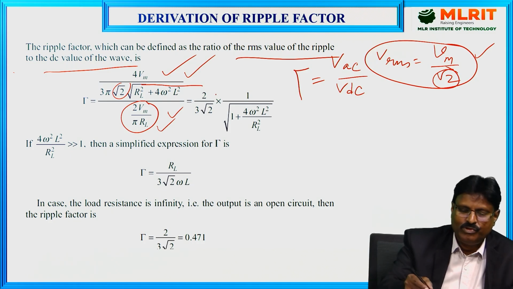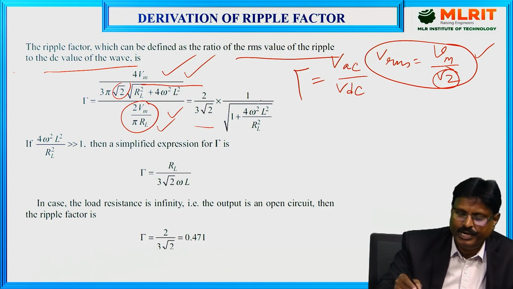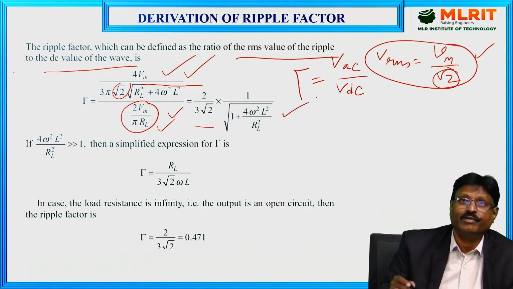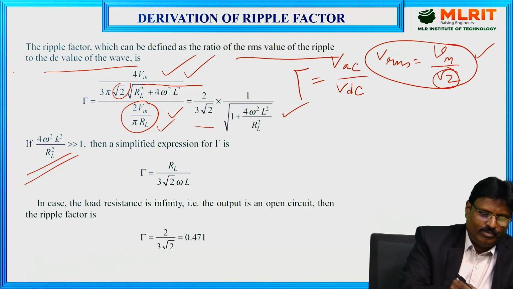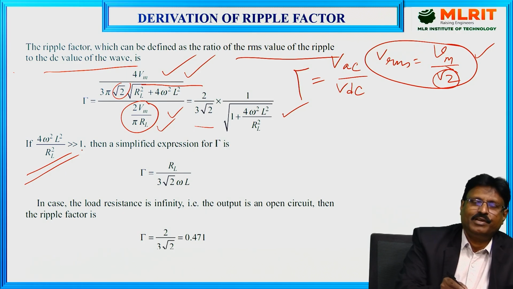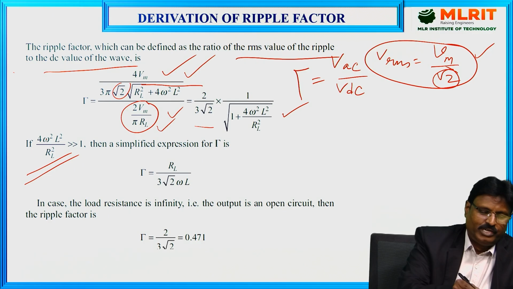So we get 2 by 3 root 2 into 1 by root over 1 plus 4 omega square L square by RL square, right? Normally omega L by R is always very, very large when compared with 1. So 4 omega square L square by RL square is very, very much larger than 1.